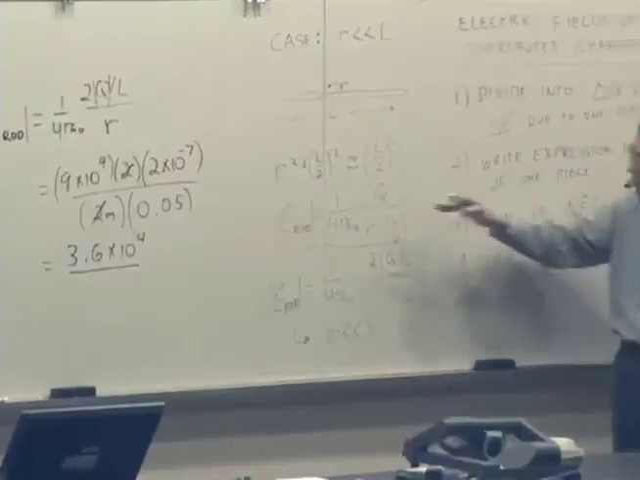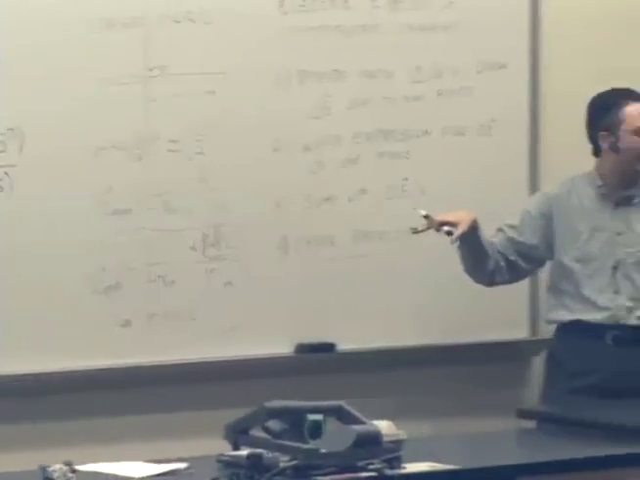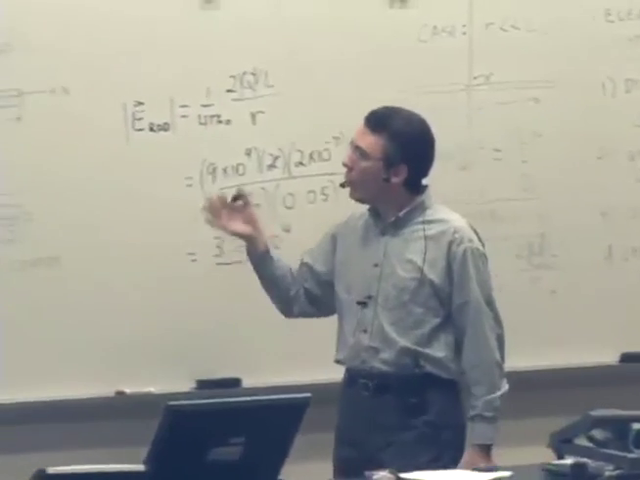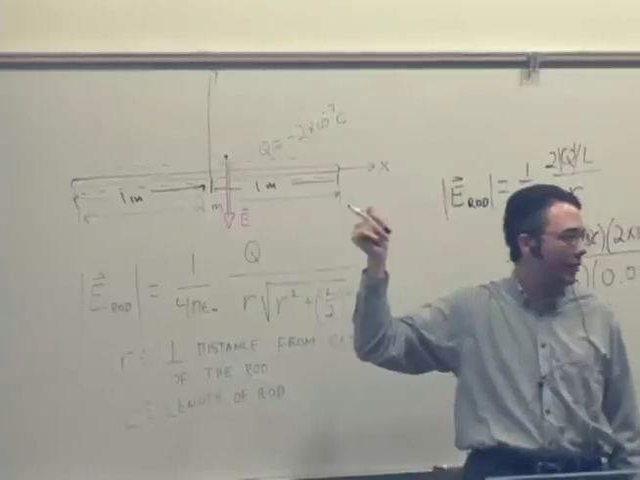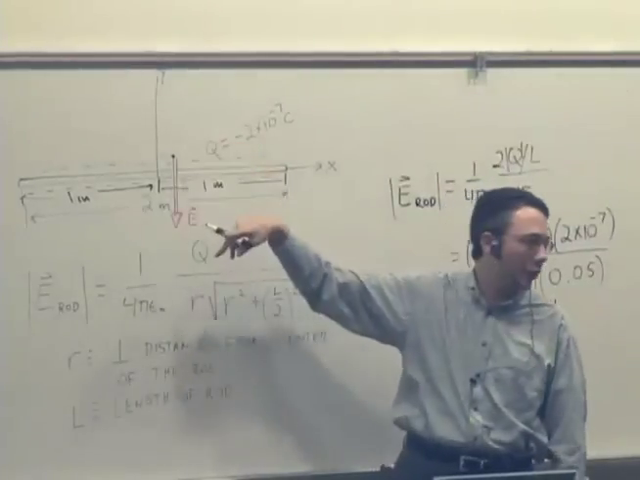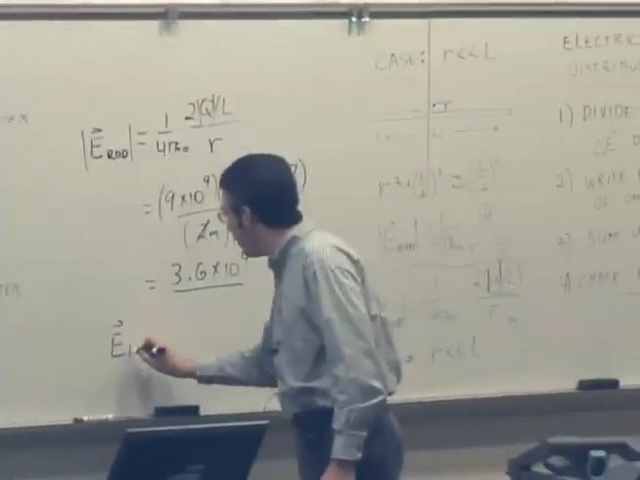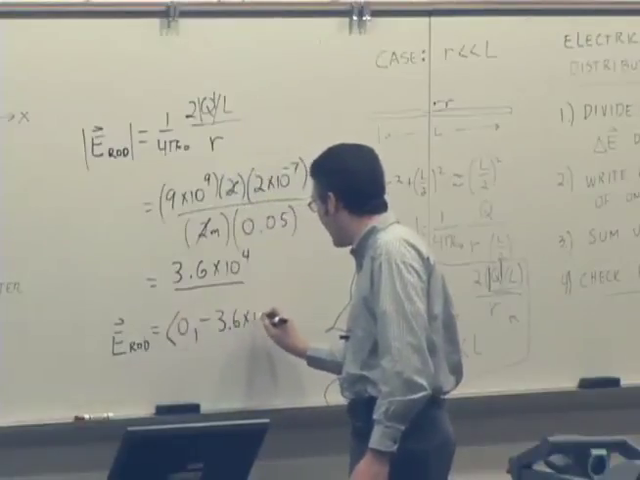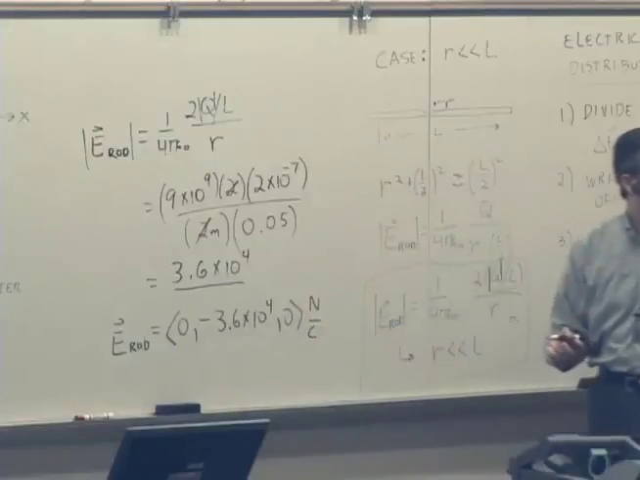I'm writing Q here, but the way to think about this is that it's really the absolute value of Q, because we just found the magnitude of these electric fields. Magnitude is always a positive number. When you want a vector, though, you have to look at the physical situation. You say, okay, this is a negative charge. I'm above the negative charge. The field has to be pointing towards it. So when I write the vector, the electric field of the rod would be 0, negative 3.6 times 10 to the fourth, 0, in units of newtons per coulomb. Everybody okay? Questions?